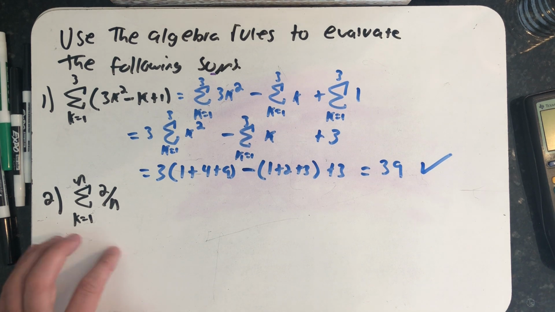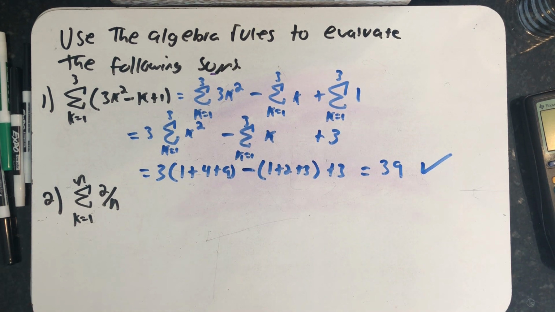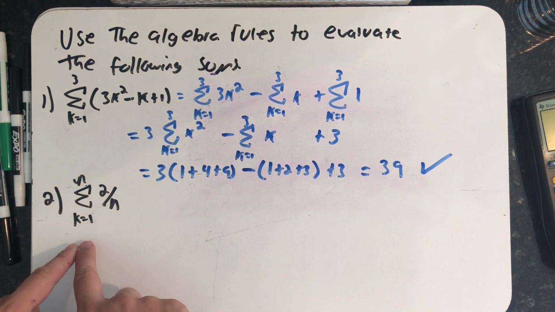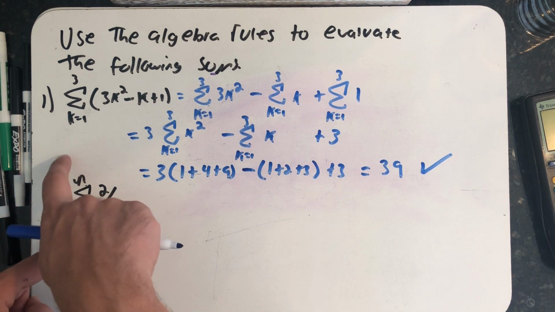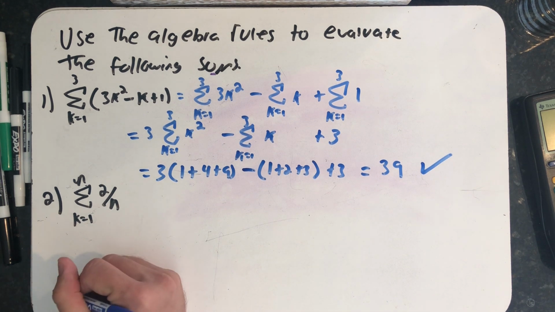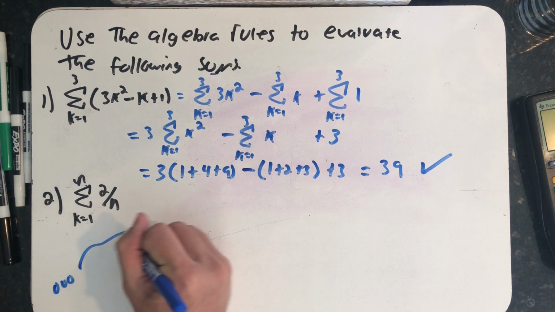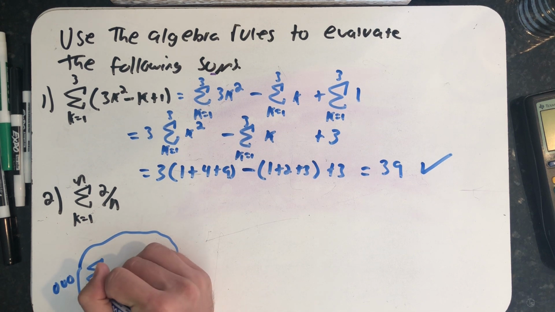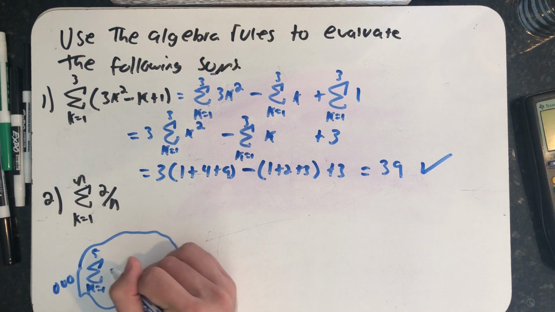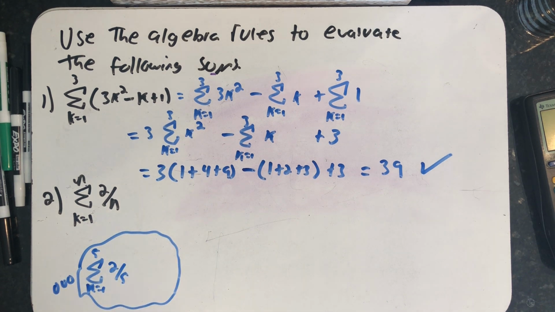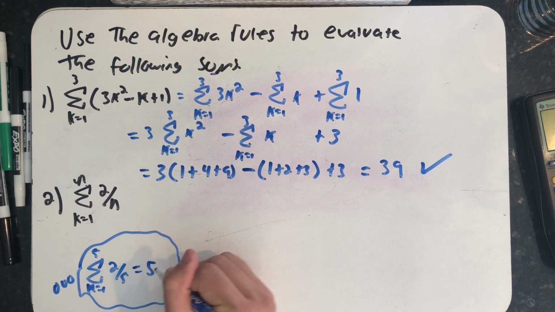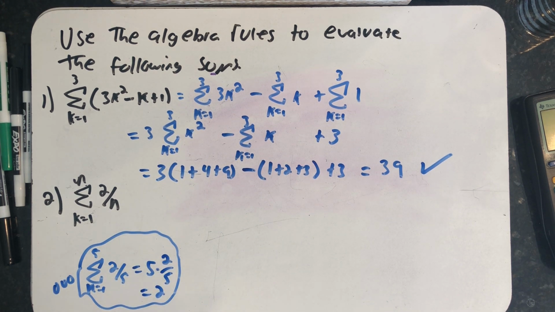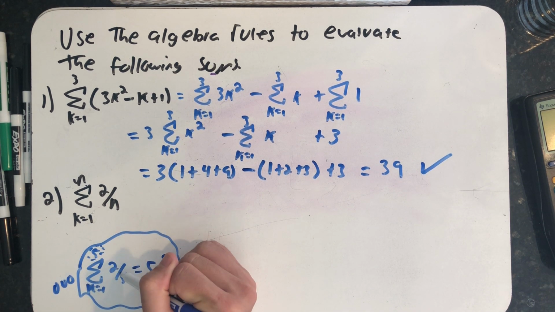Moving on to my second example, I actually have to use my constant rule because I don't know what n is. I know n's a number, and I know that I'm adding up from 1 until I get to whatever that value is. And so if I wanted to start with a concrete example that was like this, I could imagine maybe that n was 5. And then I'd be adding 2/5 to itself 5 times, and I could use that constant rule and I'd get 2.